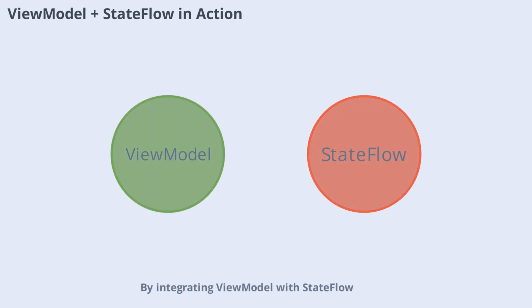By integrating ViewModel with StateFlow, your UI stays in sync with your data layer. For example, you might expose a UI state from your ViewModel and collect it in your composable. This ensures your UI always reflects the latest data, and you avoid the quirks of LiveData. It's a modern, efficient way to manage state.